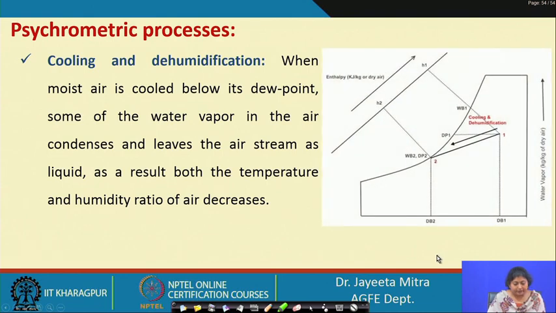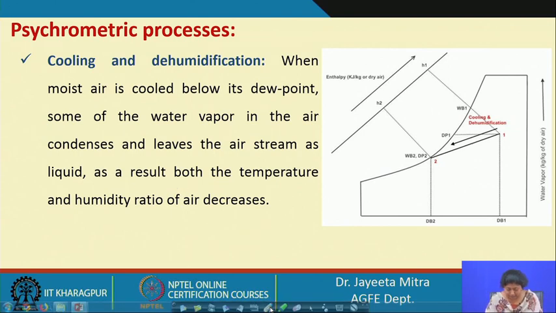So, cooling and dehumidification; just now we have seen cooling and humidification. Now, when moist air is cooled below its dew point, some moisture will condense out of the air and leave the air stream as liquid. As a result, both the temperature and the humidity ratio of the air decrease.